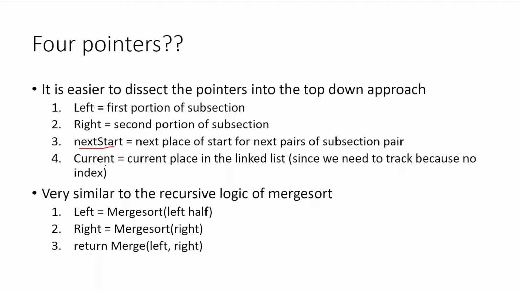And we have the current location of the pointer in the linked list. Because we don't have an index, we use that current pointer to merge those two subsections and sort them together. And this is kind of similar to the recursive logic of merge sort, thinking about we have a left half, a right half, and we are just merging those two halves together.